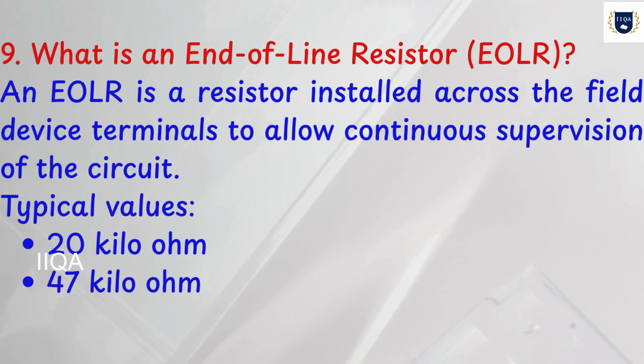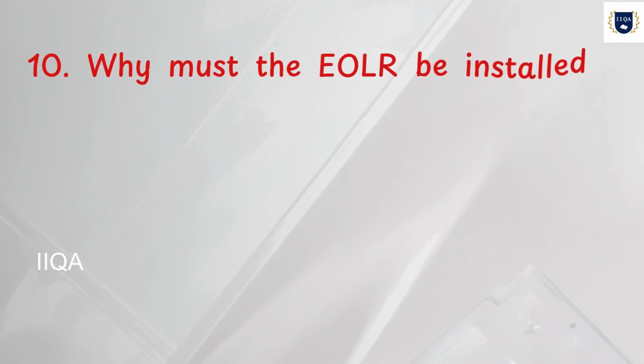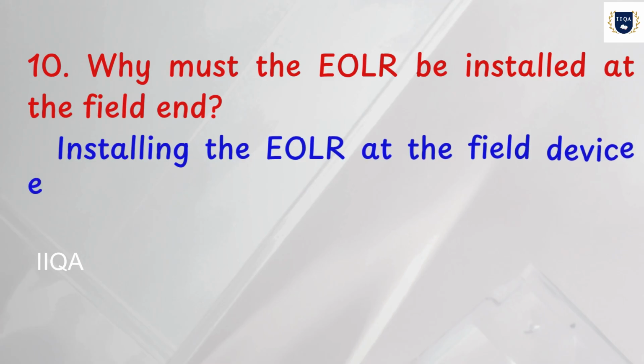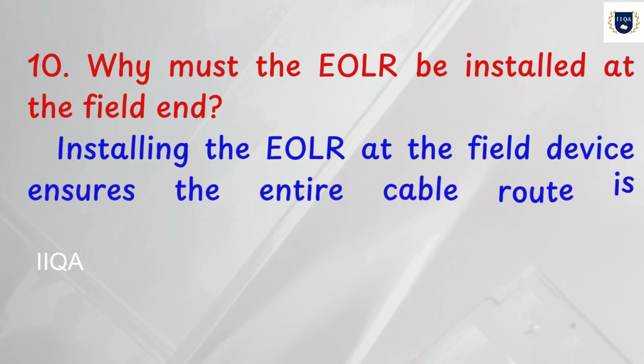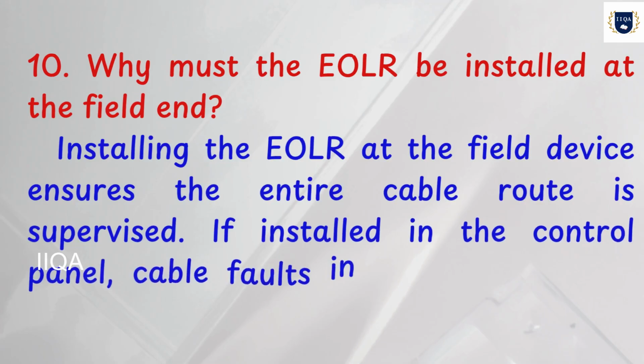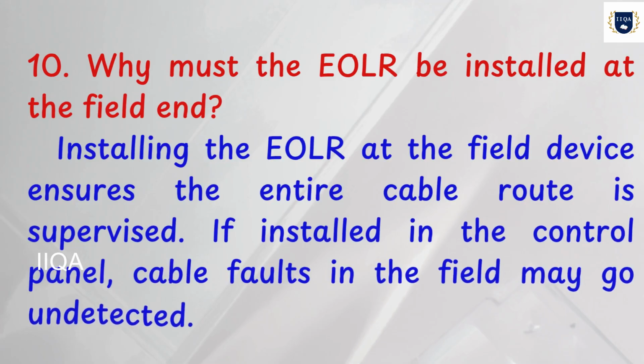Typical values: 20 kilo ohm, 47 kilo ohm. Why must the EOLR be installed at the field end? Installing the EOLR at the field device ensures the entire cable route is supervised. If installed in the control panel, cable faults in the field may go undetected.